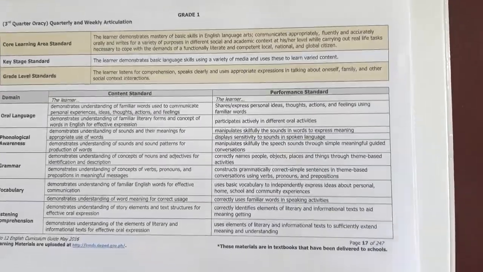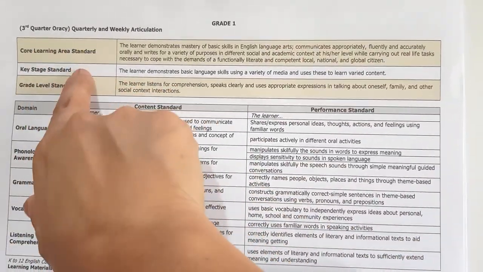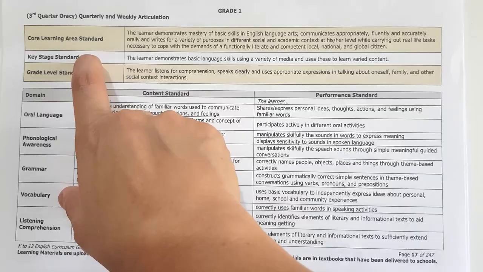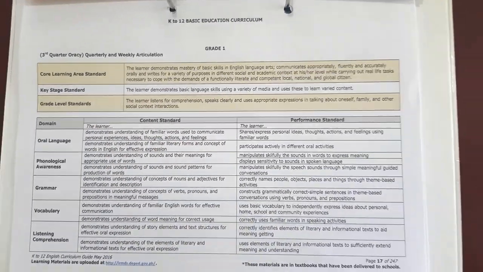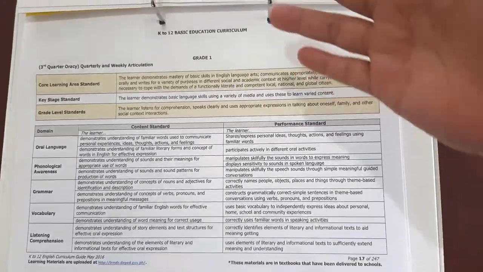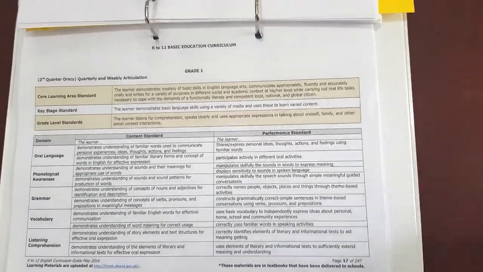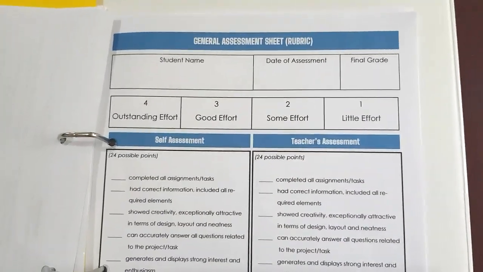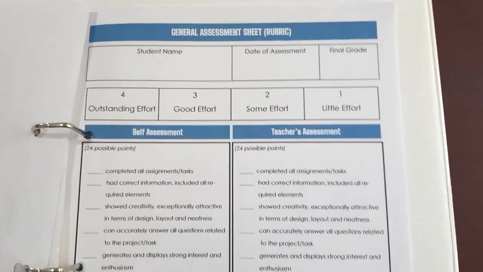Okay, next ay, so dito ko ngayon kinuha or binase yung nilagay ko dun sa course description worksheet. Ito yung core learning standard, key stage standard, tsaka yung grade level standards. Sa bawat curriculum guide na pinoprovide ng Department of Education, nandoon yung mga itong tatlong binanggit ko. So, pwede nyo yung kopyahin doon sa course description worksheet. Okay, so this one naman is the general assessment sheet or yung rubric. So, ito yung example ng rubric namin.